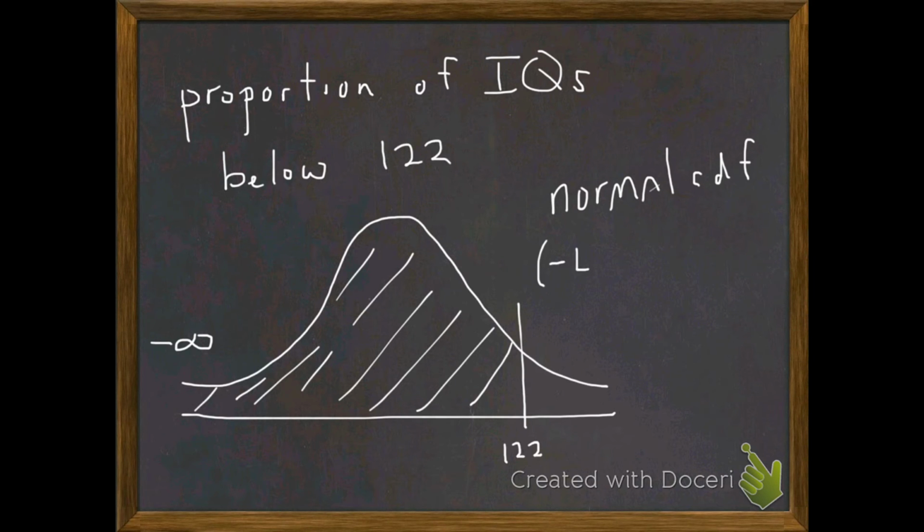Guys, what we do for negative infinity is what we call negative E99. I'll show that in just a second. Go to 122, 100, 15. I tell you what, hold on just a second.